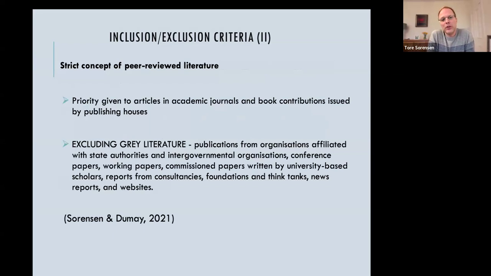Then we also excluded the so-called gray literature. And this is something to consider very carefully. Are you going to exclude reports from the OECD or from UNESCO and so on, a bunch of state authorities that can be extremely useful research? We excluded it for our review because we are interested in research debates. So we gave priority to articles in academic journals, book contributions issued by publishing houses. So a rather strict concept of peer-reviewed literature, you can say. Yeah, that's the choice we made.